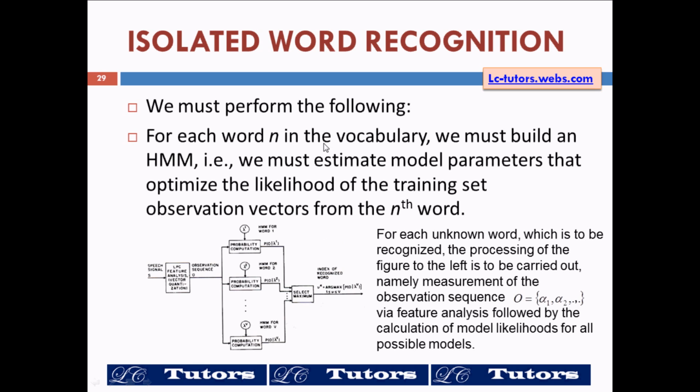For each word n in the vocabulary we must build an HMM, that is, we must estimate model parameters that optimize the likelihood of the training set observation vectors for the word n. For each unknown word which is to be recognized, the processing in the figure to the left is carried out, namely measurement of the observation sequence via feature analysis, followed by the calculation of model likelihoods for all possible models. That's a simple example of isolated word recognition using HMM. That can be done by several experiments.